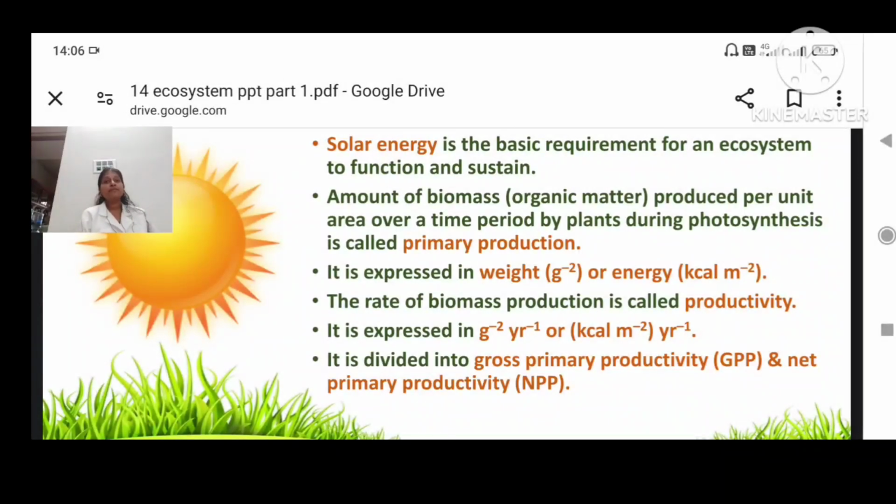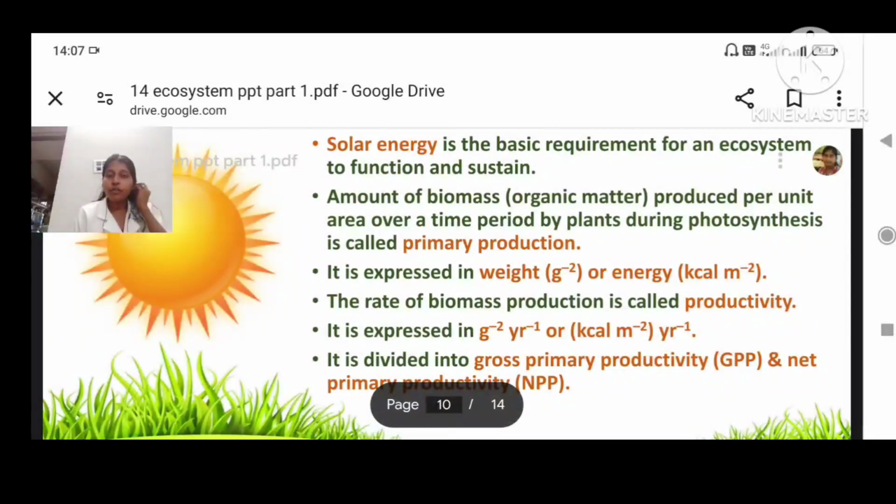What is productivity? The rate of production of biomass, meaning in one year or 2 years or 10 years, if a time limit is given, then we call it productivity. What do we call it? Productivity. So the time limit also comes in. In the case of productivity, along with the primary production, you are also specifying the time duration. So it will be grams per meter square per year or kilocalories per meter square per year. This will be the unit for primary production or primary productivity.